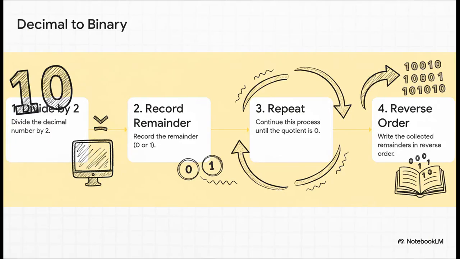So, let's start with the big one: how to turn our numbers into the computer's language, binary. It's actually a pretty simple process. You take your number and you just keep dividing it by 2. Each time you divide, you write down the remainder. It's either going to be a 0 or a 1. You keep doing that until you hit 0. Then, you take all those remainders you wrote down and just read them from the bottom up. That's it. That's your binary number.